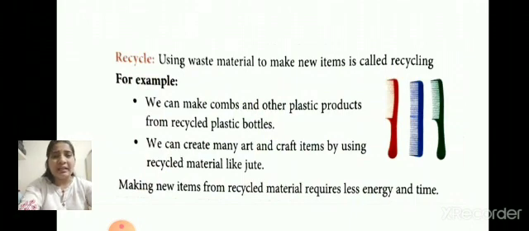Now recycle. Using waste material to make a new item is called recycling. Whatever waste material is there, if we are making a new material from it, then it is called recycling.